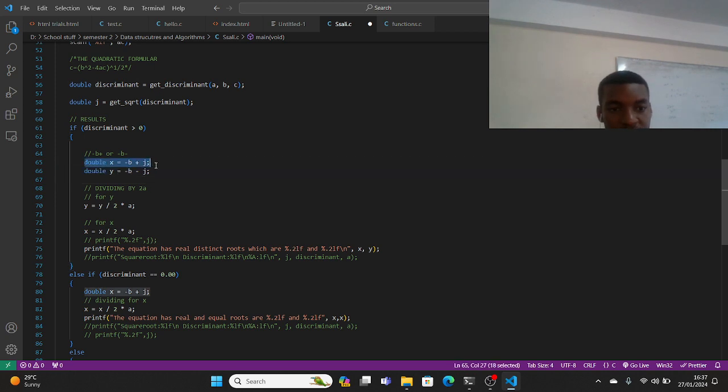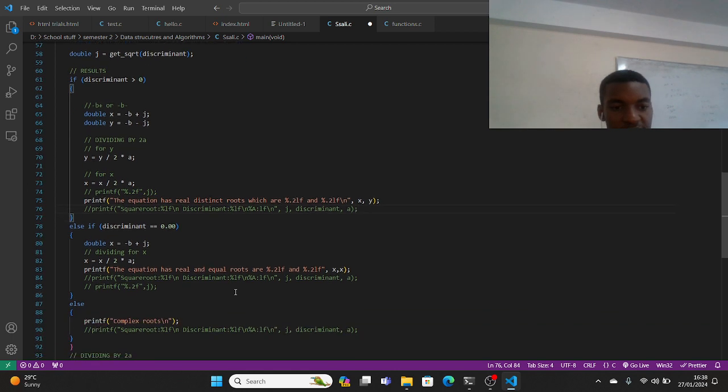Here I had to deal with negative b plus j, whereby j is the square root of the discriminant. And then I had to deal with negative b minus j, which is our second value. Then I divided all that by 2a and returned the results in this print statement, which says the equation has real distinct roots, which are whatever the user will have put in.